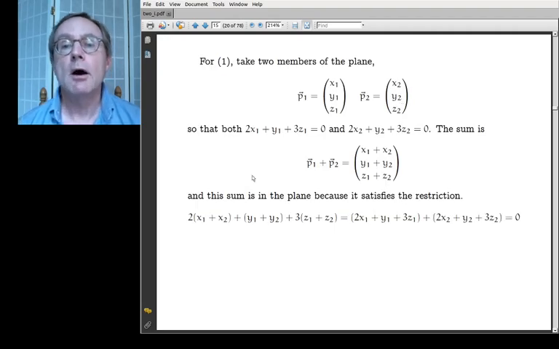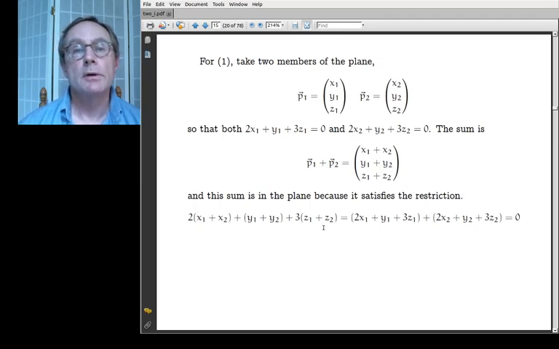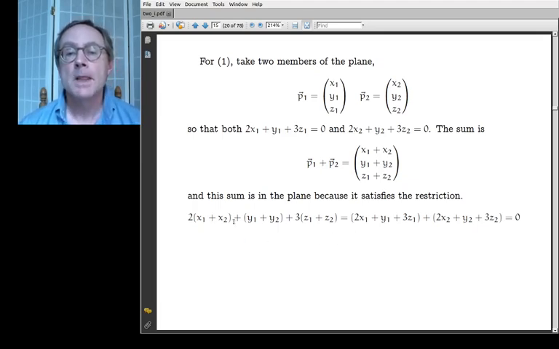So I check it. Here we go. 2 times the first component plus the second component plus 3 times the third component. Do you get 0? And of course you do. It would be embarrassing if I set the whole thing up and it didn't come out to be 0. You just do a little algebra, multiply the 2 through, this kind of stuff, and it comes out to be 0. So to verify condition 1, I have to suppose I have 2 members of the space, a capital P, that satisfy the condition. That's what members of the space means. I then write down what is their sum, and I have to verify that their sum satisfies the condition.